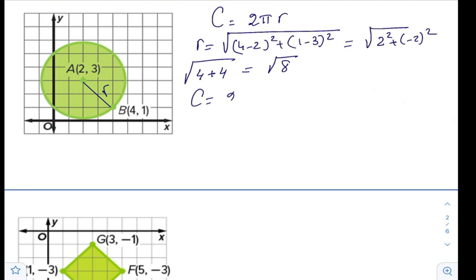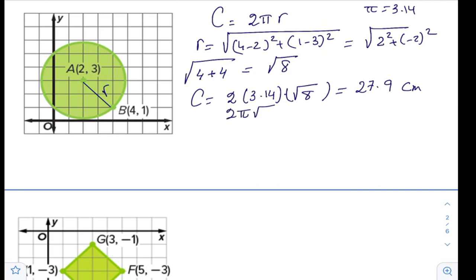C is 2 times 3.14. Pi is always, we use the pi as 3.14. Sometimes you will find the result in terms of pi, and I will show you now. Let's do this first. So square root of 8 times 3.14 times 2 is about 27.8. You can say 2 times pi times square root of 8.